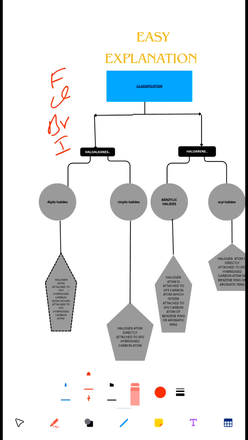So now the haloalkanes are once again classified as allylic halides and vinylic halides. In haloarenes, we have benzylic halides and aryl halides. Now let us understand one by one. What is meant by allylic halides?